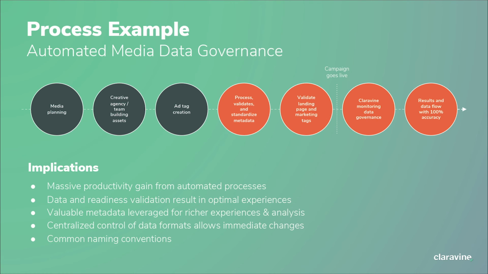Now, where we can help automate, and using a tool like Claravine to help automate that media data governance, really can put into play the steps that were very manual and there was no way to enforce the standard. But the media planning still needs to happen, working with the client, the creative agency is still building all the assets, the ad tags still are being built out, but then the metadata, and providing that has a common model, common framework for all the data to be required and consistency across those different channels.